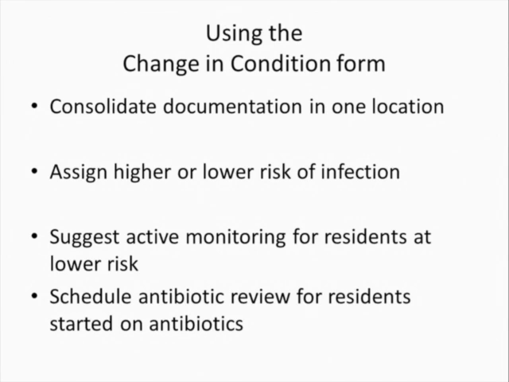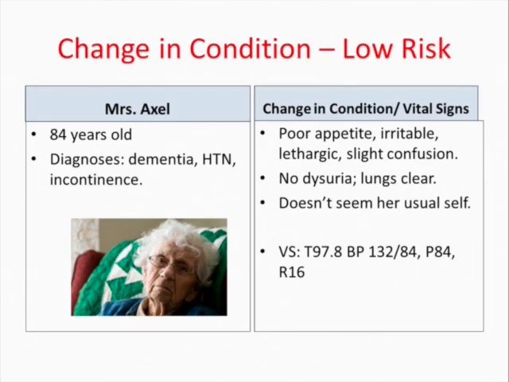As we look closer at the OASIS change in condition form, keep in mind it will help consolidate documentation in one location, identify residents at higher or lower risk of infection, suggest active monitoring for residents at lower risk of infection, and schedule an antibiotic review 48 to 72 hours after an antibiotic start to evaluate the continued appropriateness of the antibiotic order. First, we have Mildred Axel.